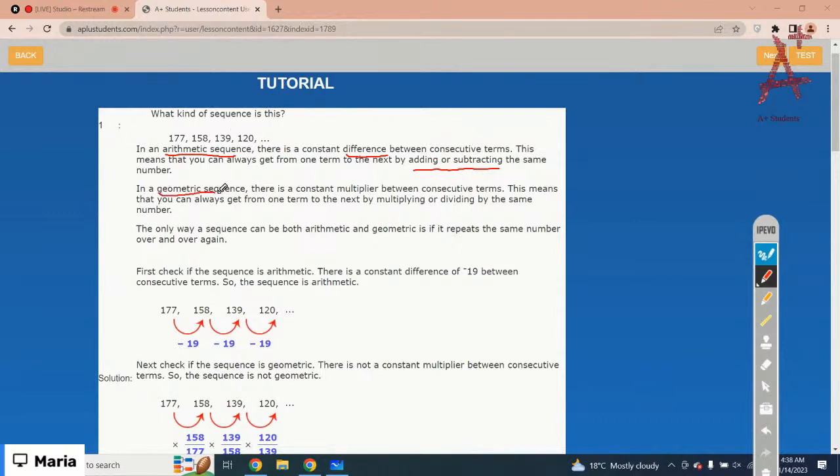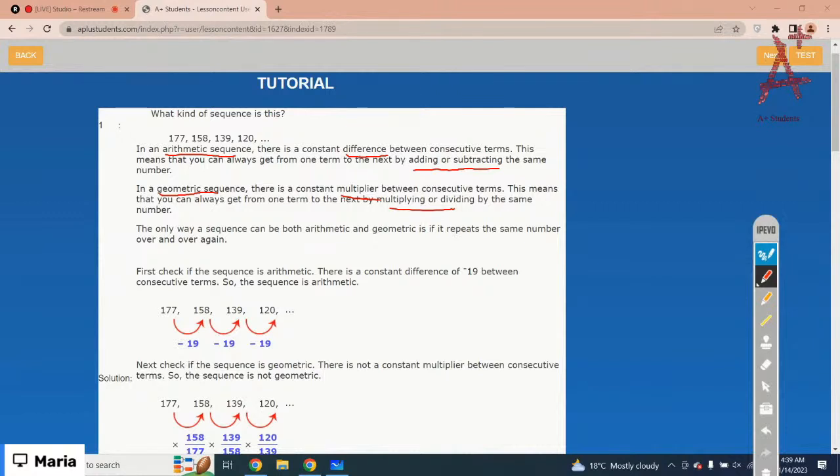In a geometric sequence, there is a constant multiplier between two consecutive terms. This means you can always get from one term to the next term by multiplying or dividing by the same number. That is the difference between arithmetic and geometric sequence. You will get the arithmetic sequence by adding or subtracting the same number, and you'll get the geometric sequence by multiplying or dividing by the same number.